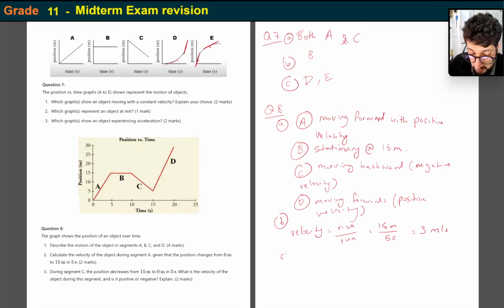And part C, during segment C, the position decreases from 15 meters to 0 meters in 5 seconds. What is the velocity of the object during this segment, and is it positive or negative? So during part C, the velocity is going to be the final position minus the initial position. So it's going to be 5 minus 15 all over the time, which is 5 seconds, because that's 15 minus 10. So it's going to be negative 10 over 5, or negative 2 meters per second. And it's negative because it's going backwards, essentially. Okay.